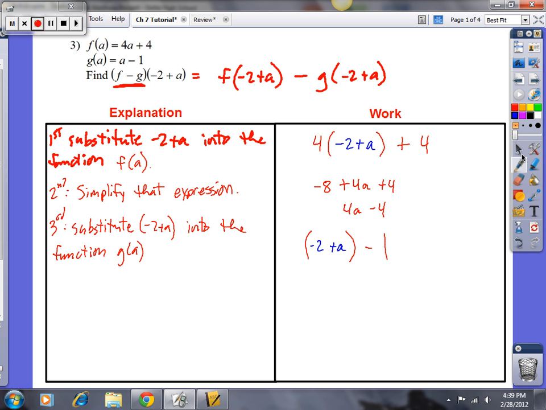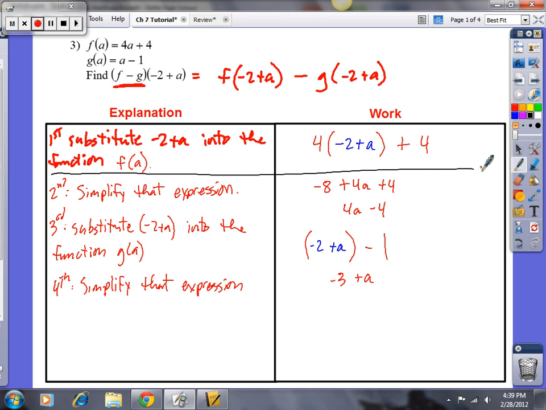Alright, fourth. Simplify that expression. So if I combine my like terms, I'm going to have a negative 2 and a negative 1. So it's going to total a negative 3 plus a. Maybe I'll try and put some lines on here, because I think it'd look a little better if this was all one line, and that might clean it up.